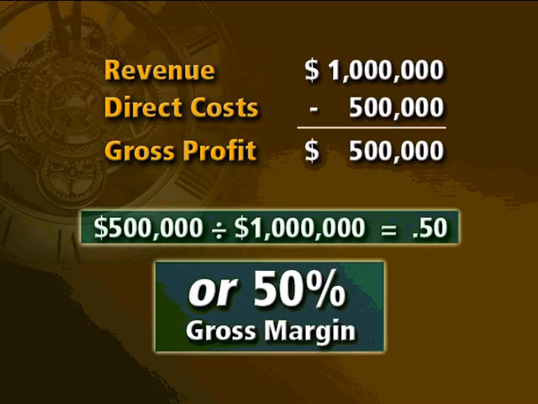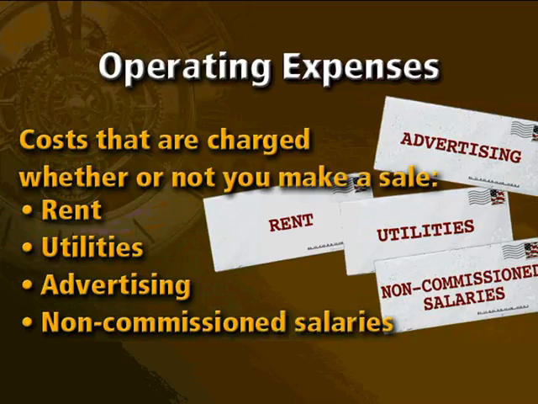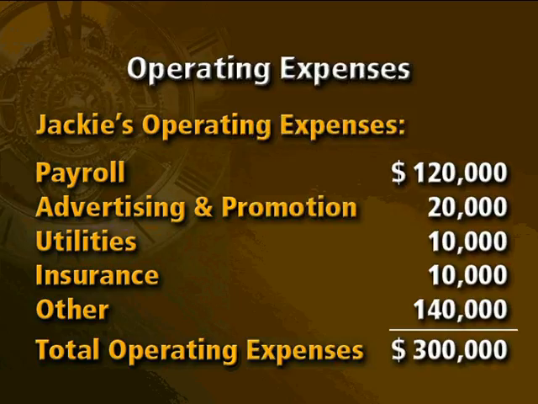It is from her gross profit that she must pay her operating expenses. Operating expenses are incurred regardless of whether or not any goods are sold. Operating expenses might include payroll to non-commissioned employees, might include rent, utilities, and so forth. Jackie's biggest operating cost is her payroll, which is about $120,000 a year. In addition to that, she pays $20,000 a year in advertising and $10,000 a year each for utilities and insurance. We're going to assume that all of Jackie's operating costs for last year totaled $300,000.